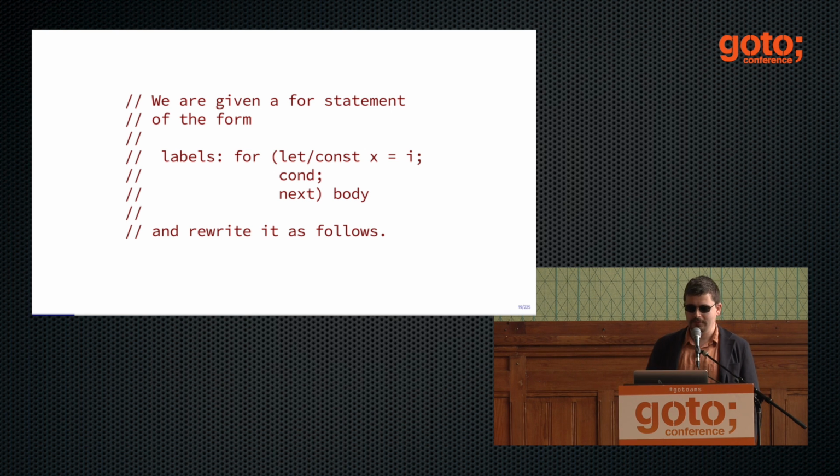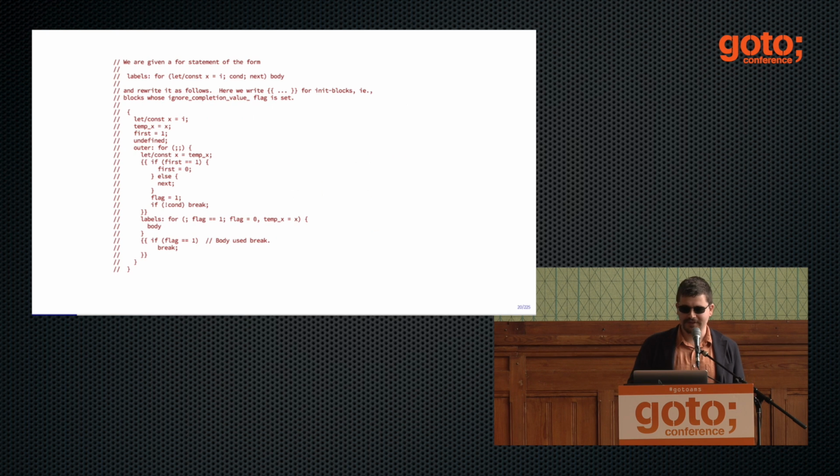So you can find this comment there which says, okay, we have this for loop with the let or const binding, and we rewrite it as follows. And what follows is a huge rewriting rule for this. And it's all in the comment, and immediately you can see where the loop inside the loop comes from. There is a loop inside the loop here. There is this loop, and then there is this loop.